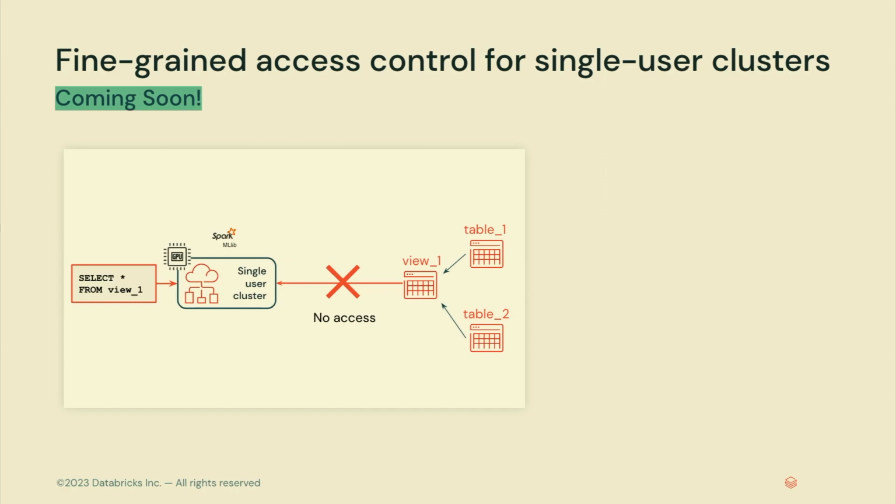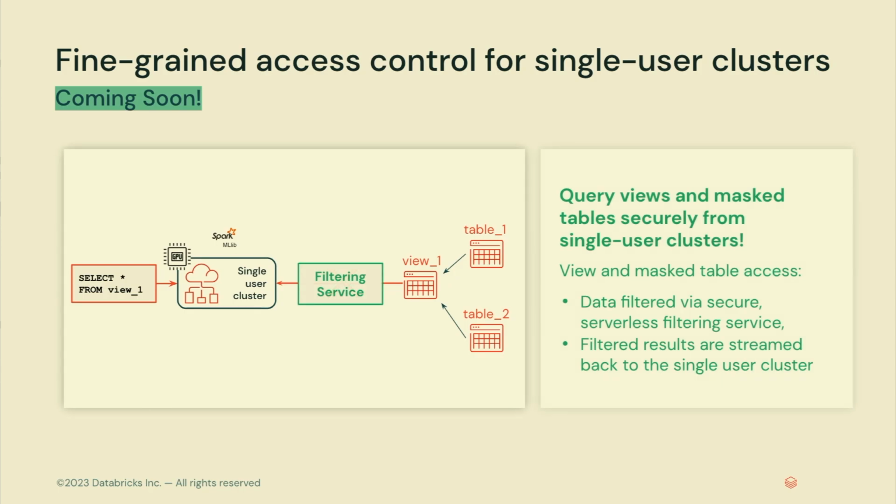This makes it really hard to enforce fine-grained security. And simply what we do today is we fail the query securely. So if you try and access data that's secured by fine-grained access control, then we'll actually fail the query. But what we're working on is actually a filtering service that will address this gap.